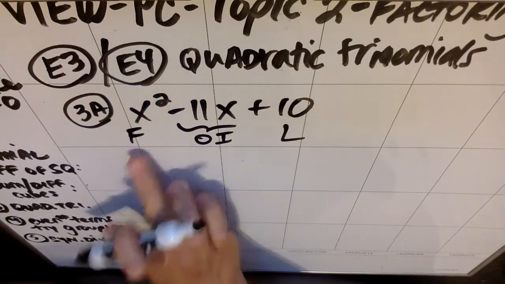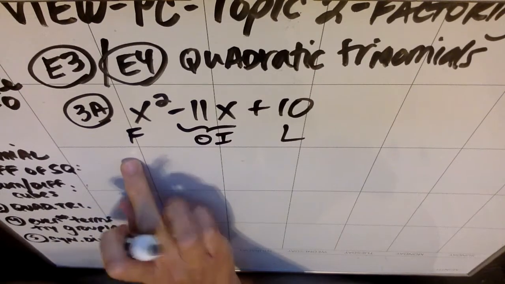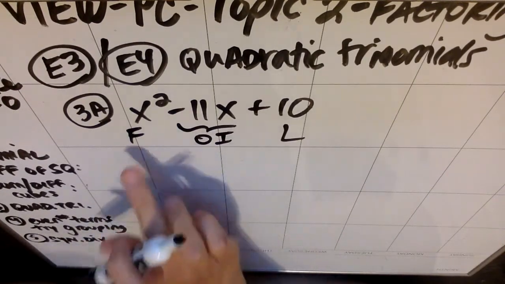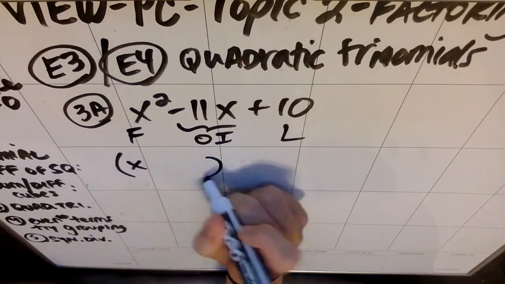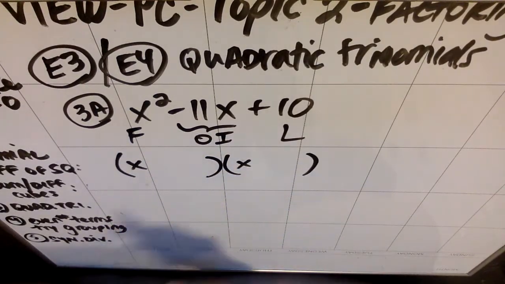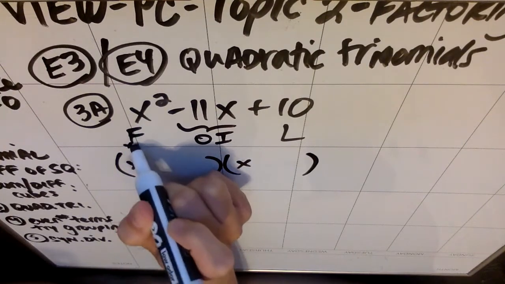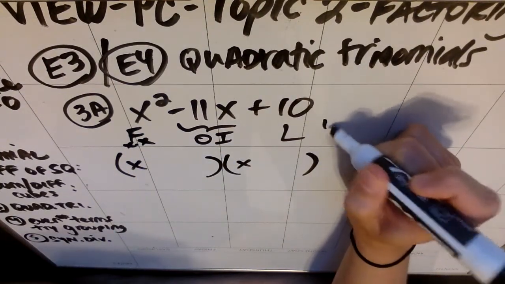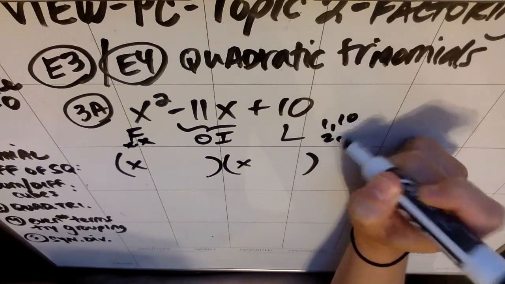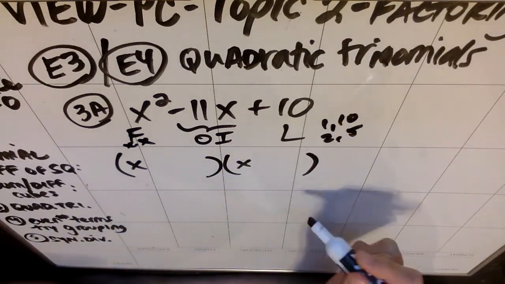The first term, your x squared, is the F in FOIL. What that means is that the two front seats, the only way I can get an x squared is if the two front seats in my binomials are both x's, right? The only way I'm getting an x squared is if it's x times x. Now, there are a bunch of different ways to get a 10. I could get a 10 with a 1 and a 10, or with a 2 and a 5, right? Because the last terms would be multiplied.